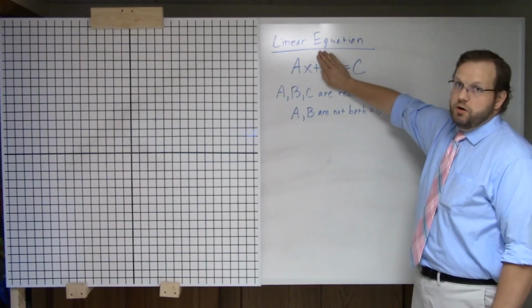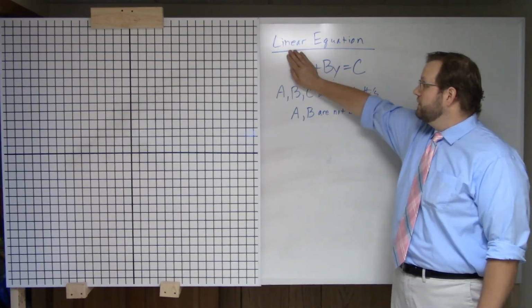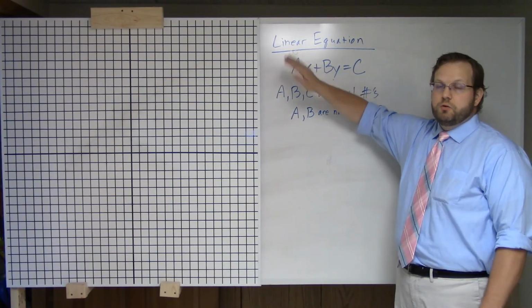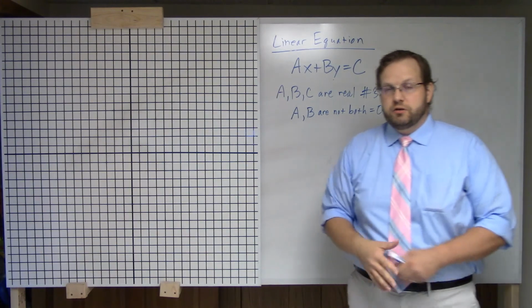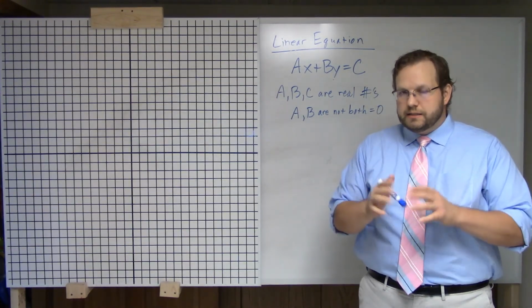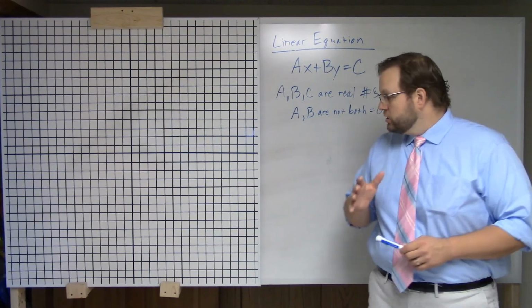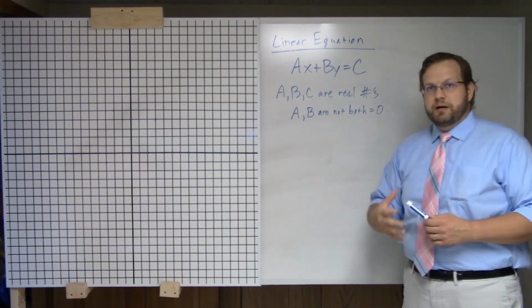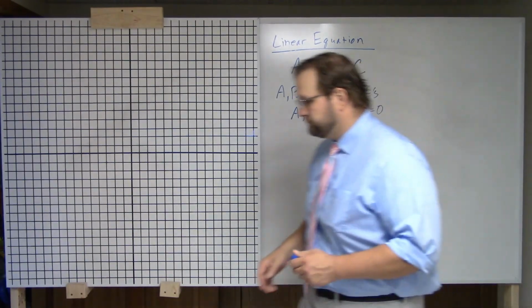What if b is 0? You could just have x. What if a is 0? You could just have y. So you can have just x, you can have just y, or you can have a combo of x and y. That's typically what we're going to see. So this is the type of equation we're going to be dealing with. Let's now talk about checking for solutions.